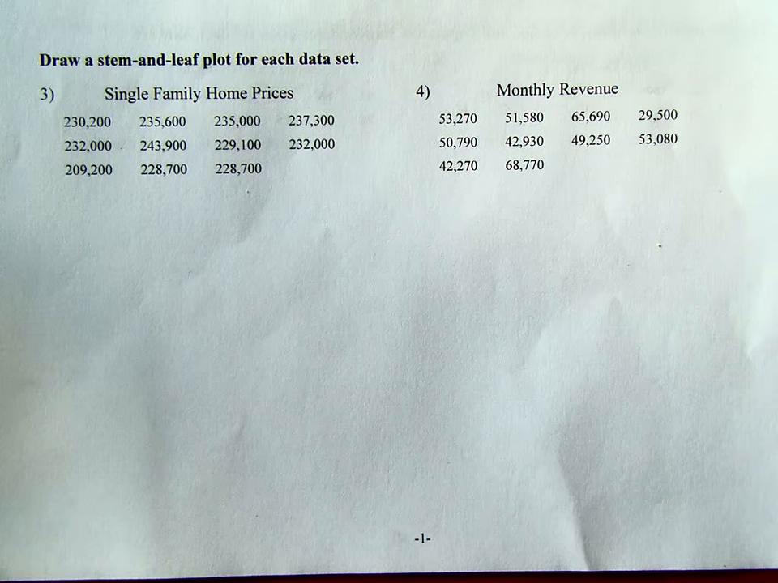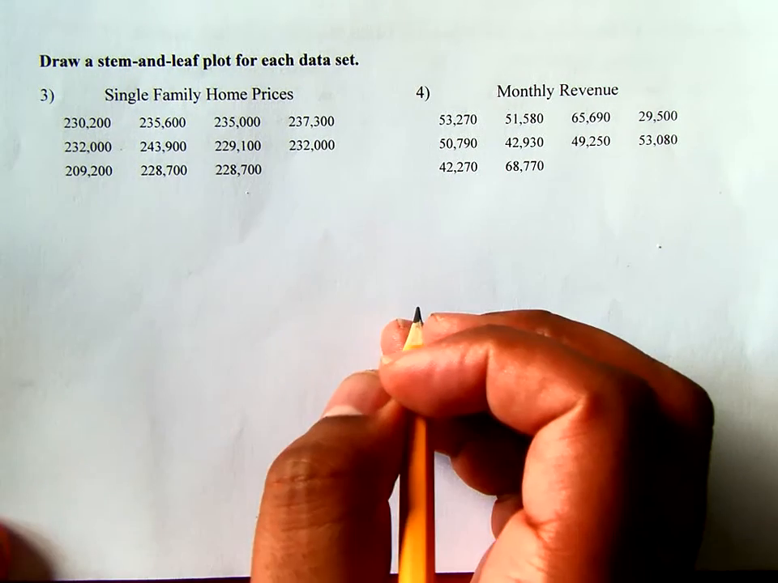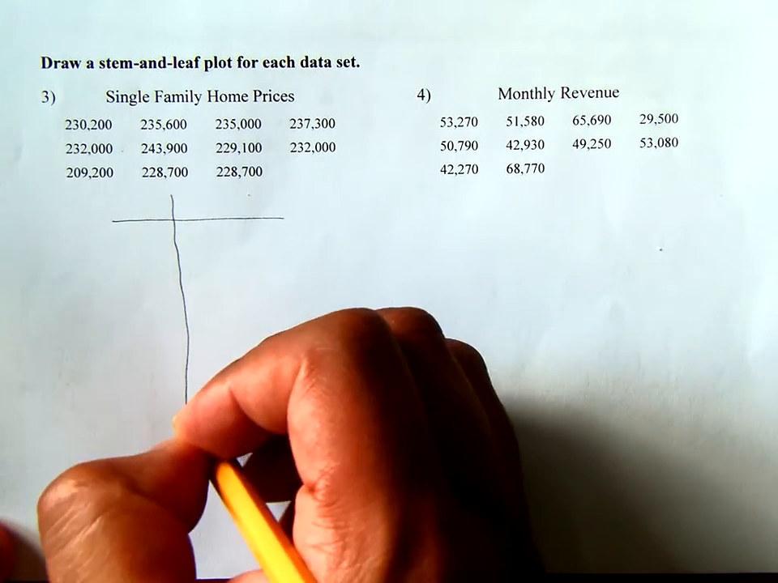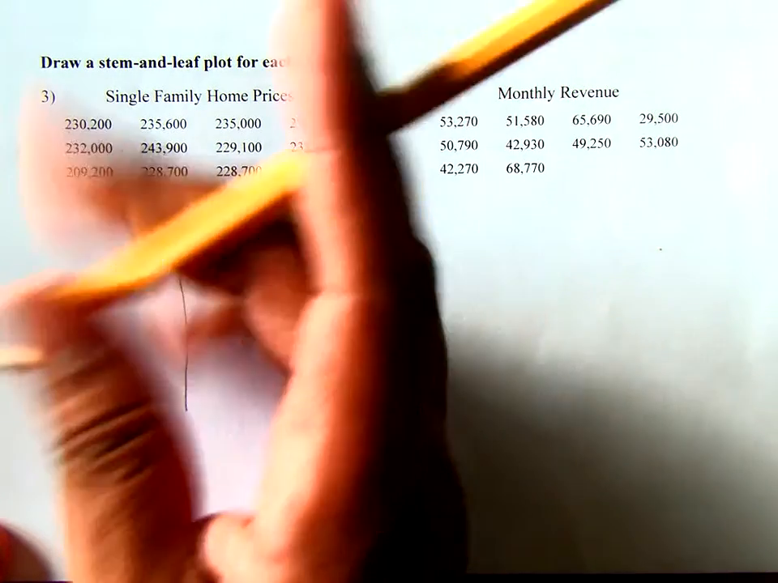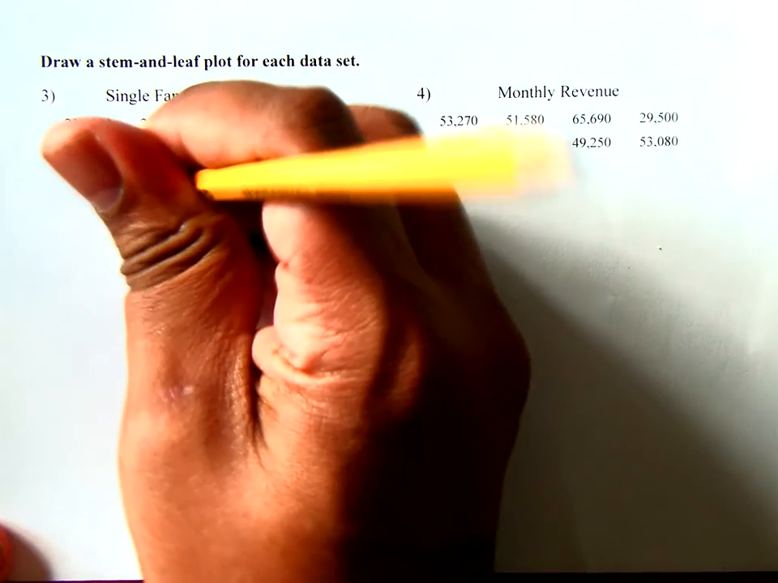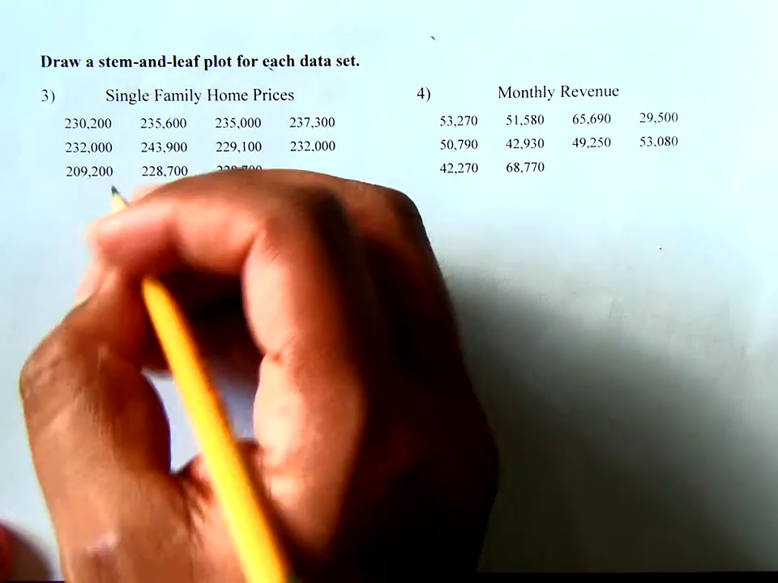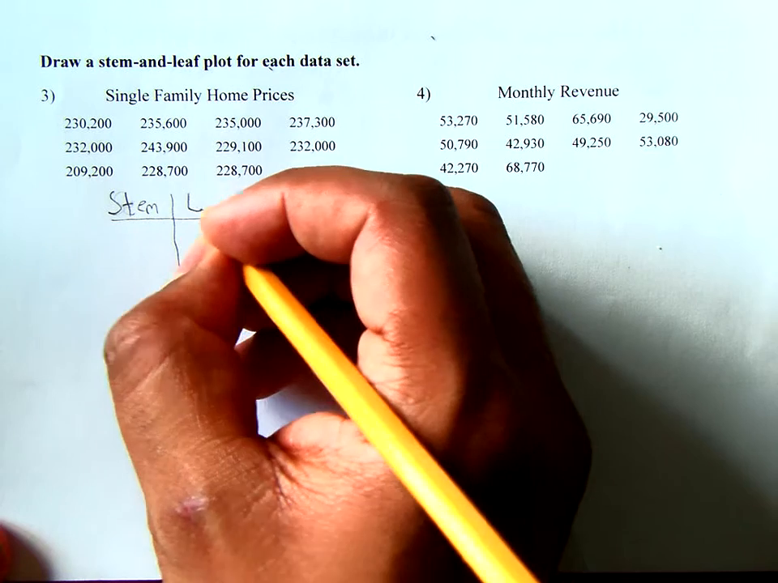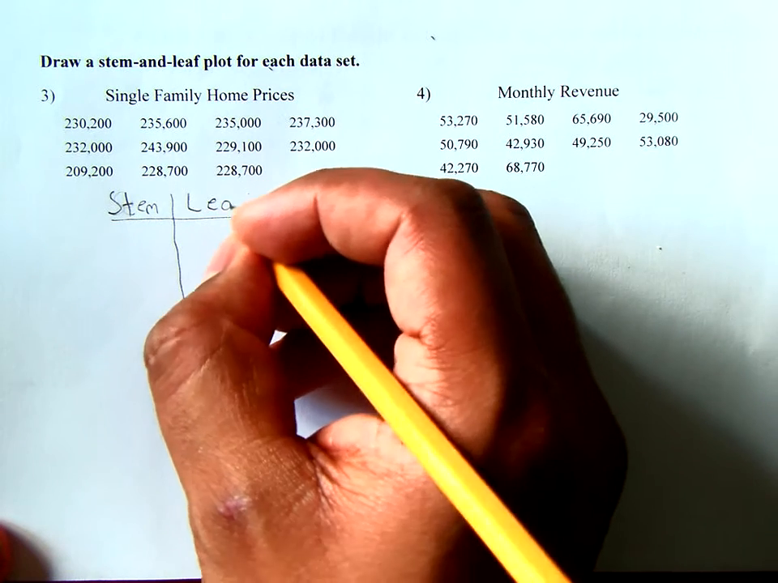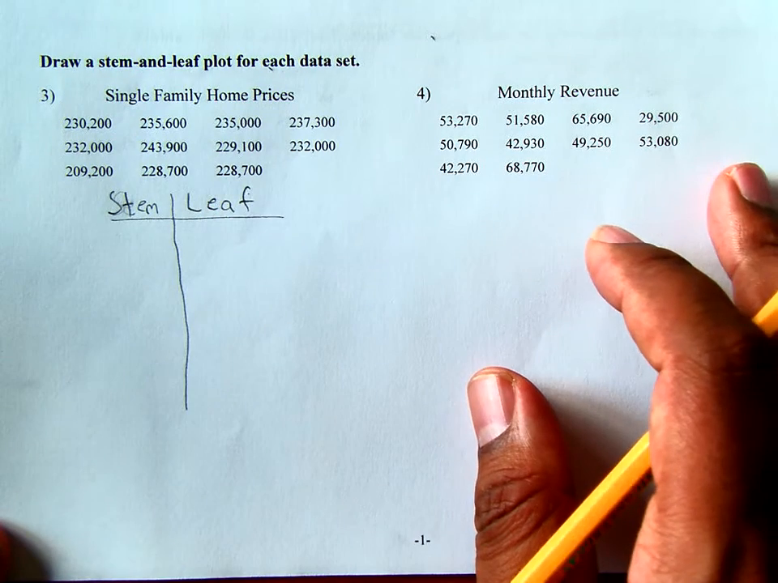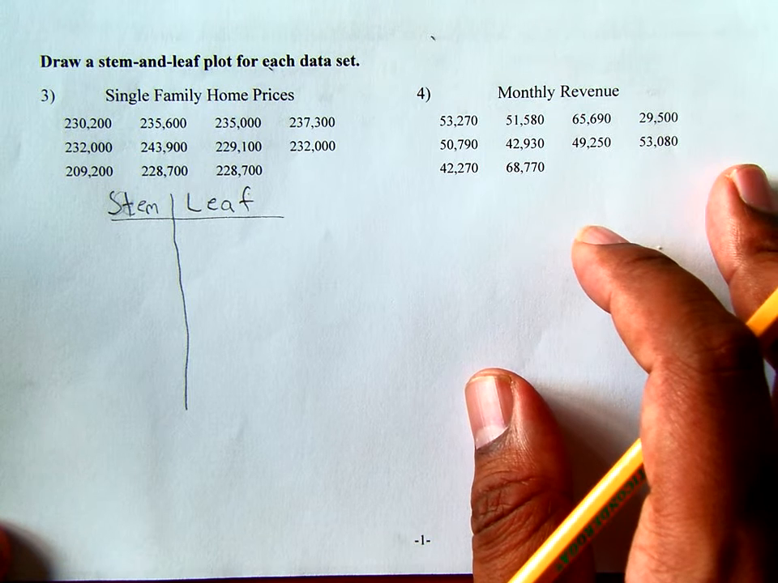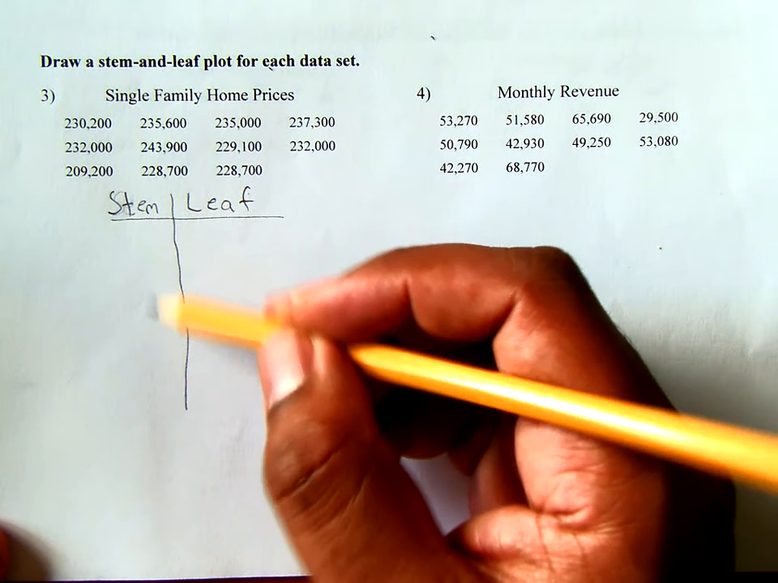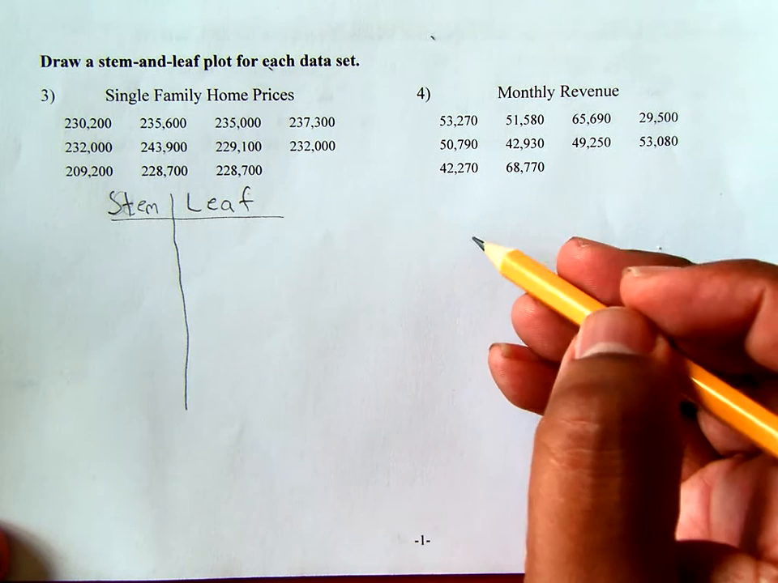Alright, so to draw a stem and leaf, what you want to do is make a T-chart. And one side, unless it's indicated, will be your stem, and the other part is your leaf. Okay, and what you want to do is put the main part of your data over here and then just an abbreviation on the right.